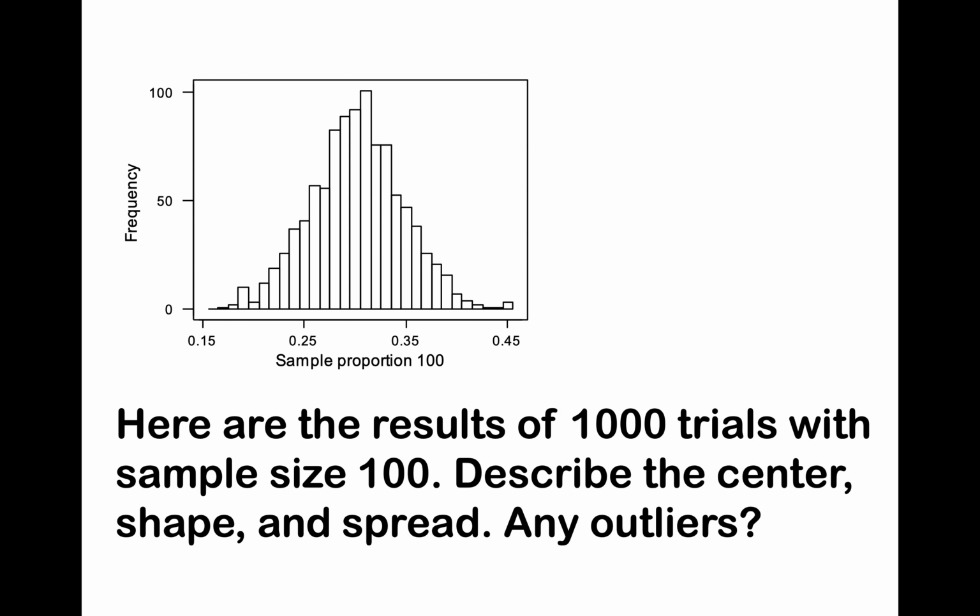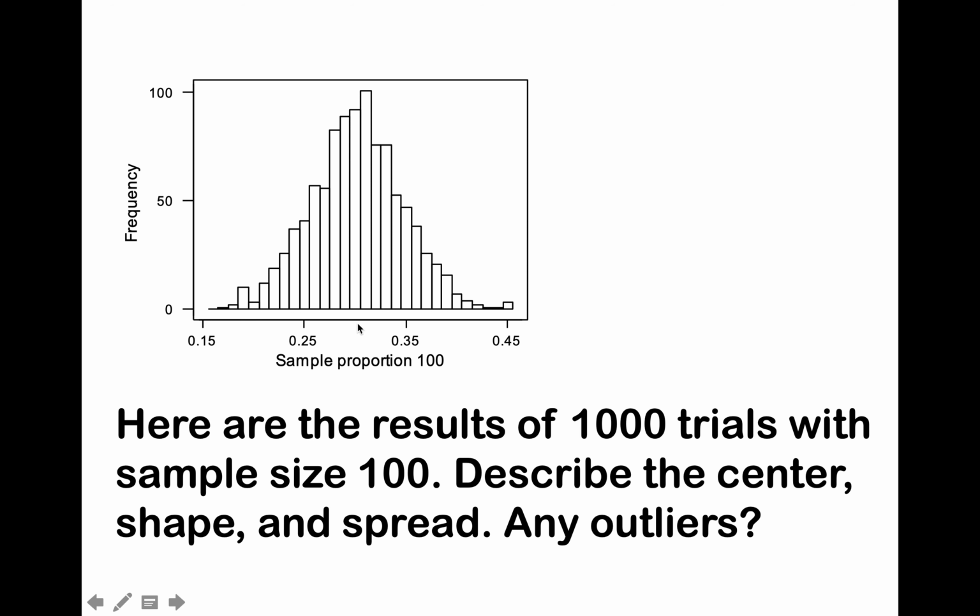If we look at the center, shape, and spread, notice the shape is approximately normal. It looks very symmetrical. My center is going to be right about here in the middle, and it looks like it's about 0.3. That shouldn't be a surprise, because that's the assumption this was built on. And then the spread looks like it goes from about 0.15 to 0.45.